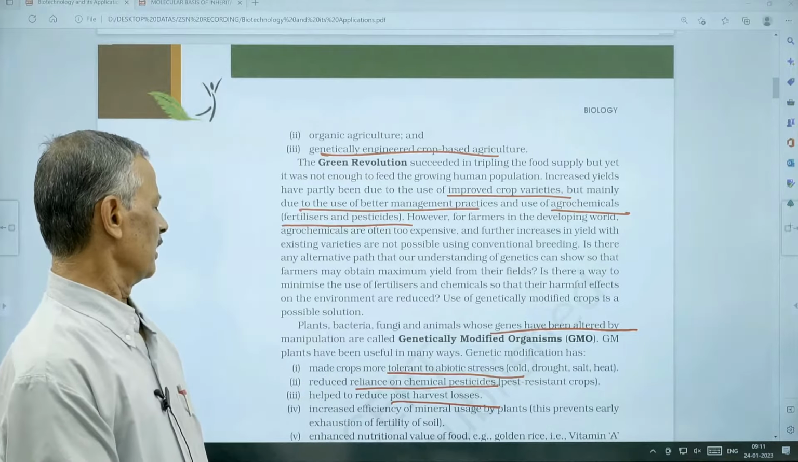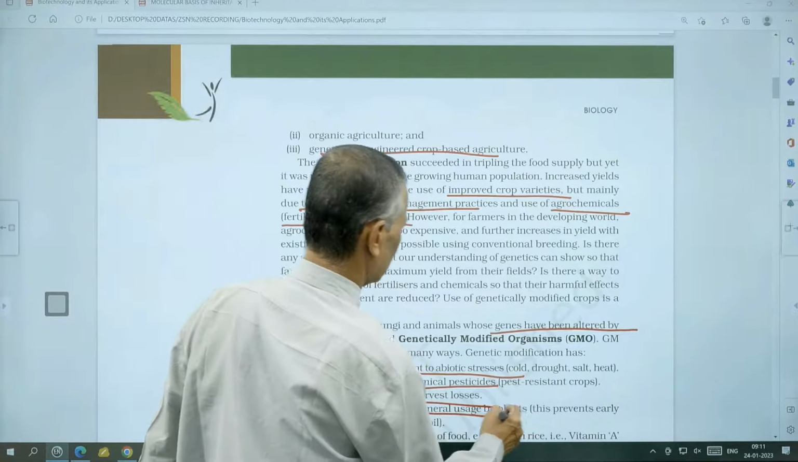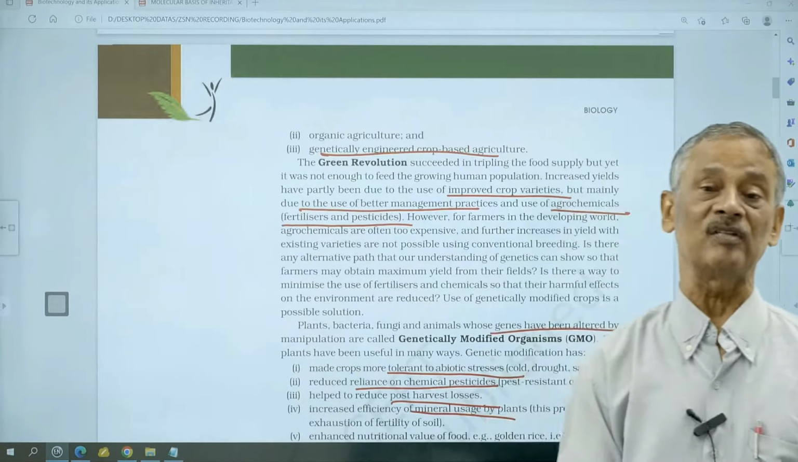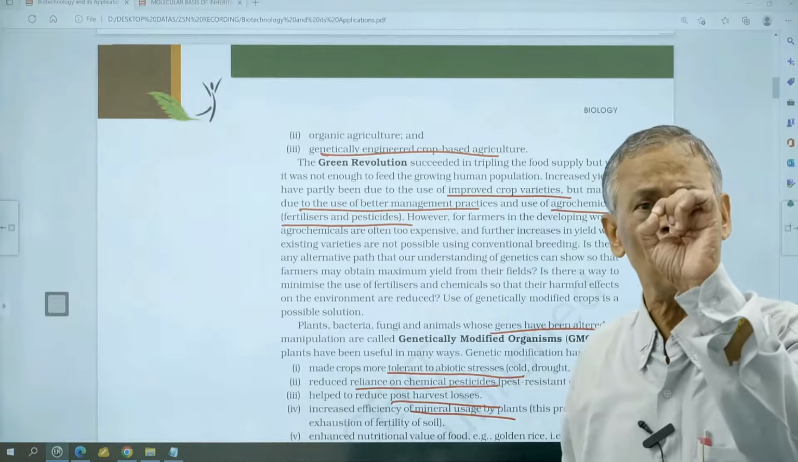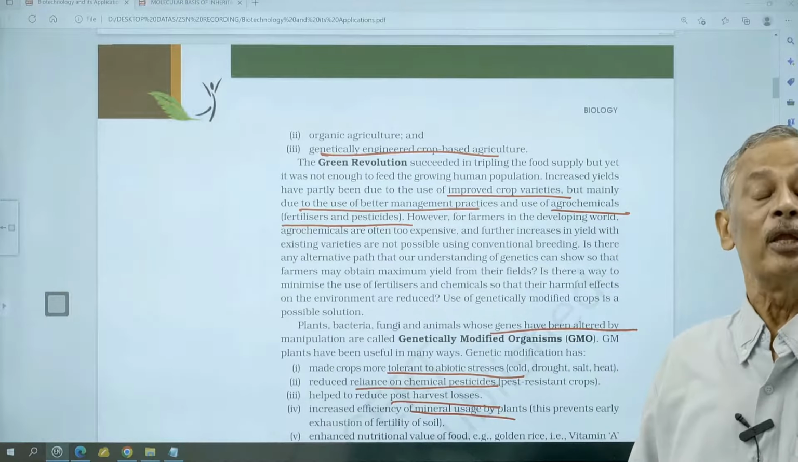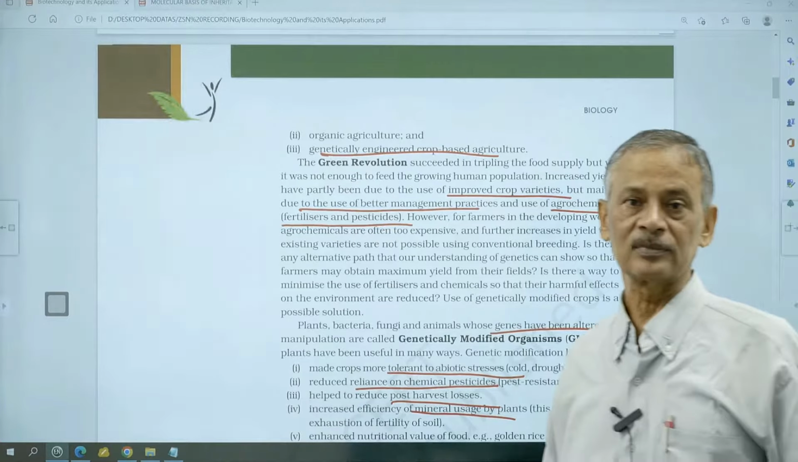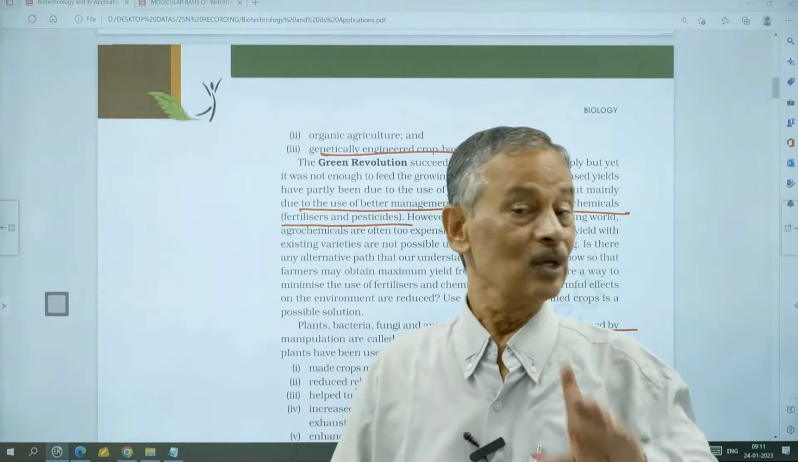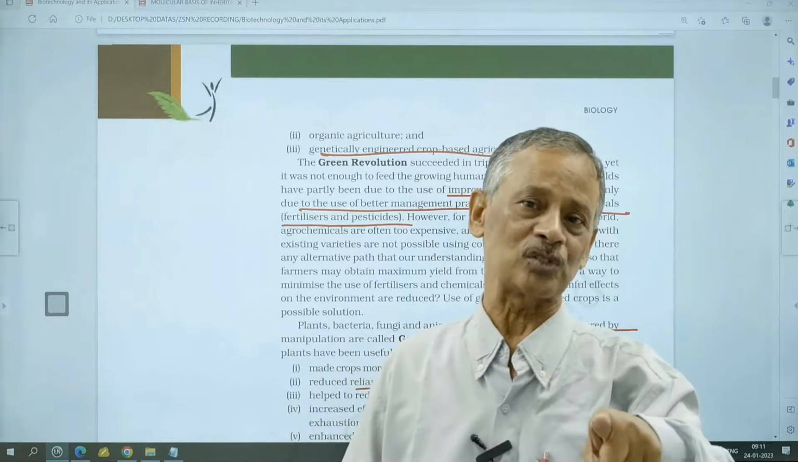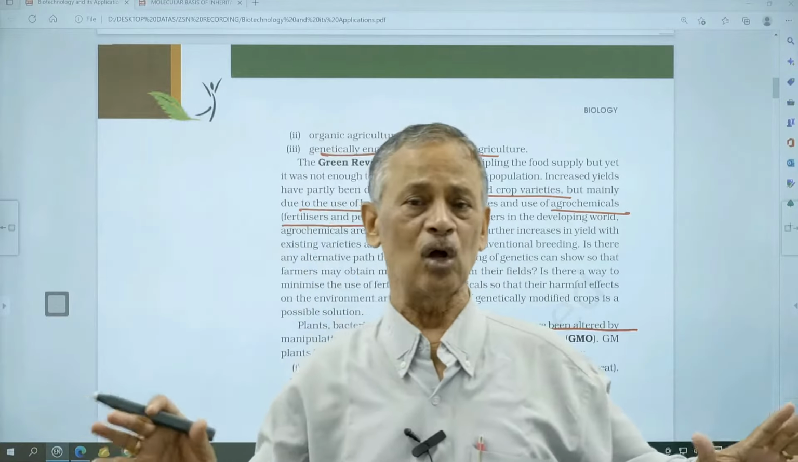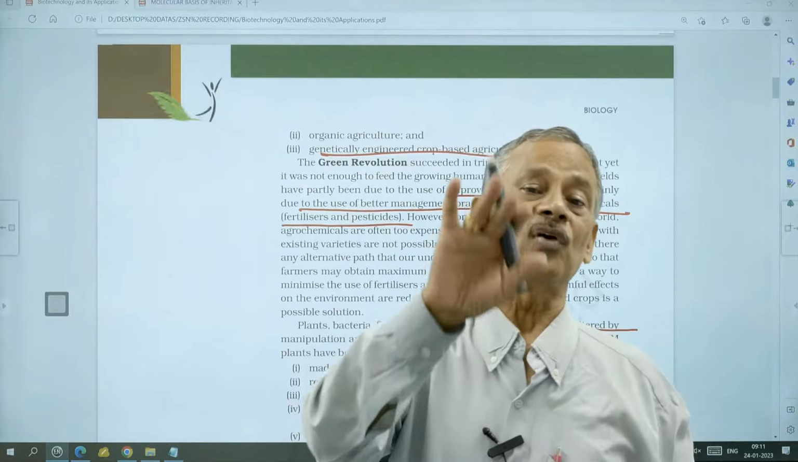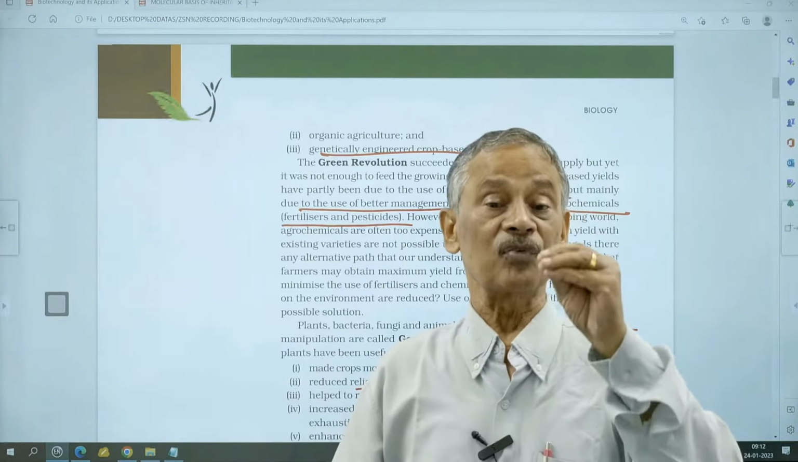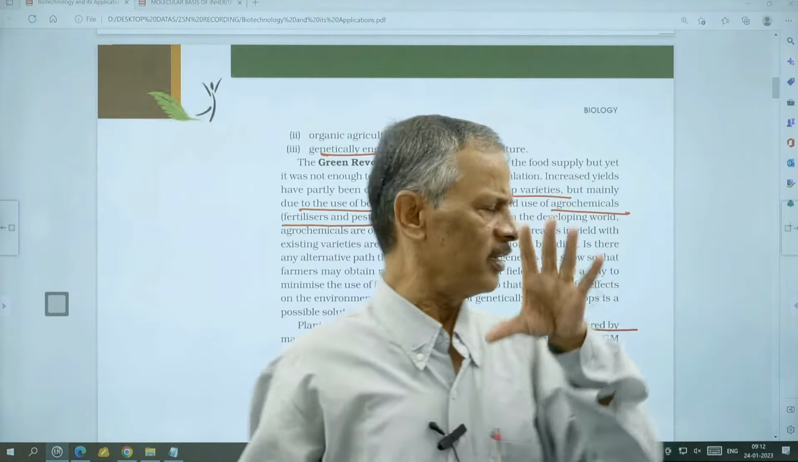Then increased efficiency of mineral usage. The plants are made in such a way that they will judiciously utilize the nutrients. They will take only a very small amount of nutrients from the soil and maximally utilize these nutrients. So as they absorb a small amount of nutrients from the soil, soil fertility is not lost. As soil fertility is not easily lost, we need not add fertilizers. Okay, so we are becoming free from the use of fertilizers.